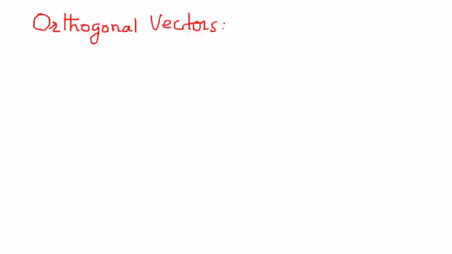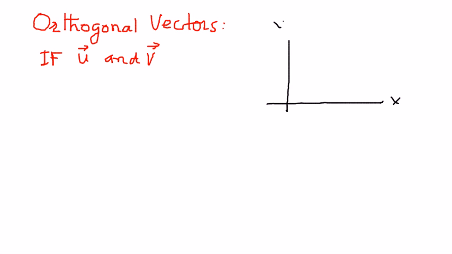Let me explain this. If we have two vectors, if u is a vector and v is another vector, and we represent that in a graphical manner in this way, if this is x and this is y, and there is a vector on the x-axis like that, and a vector on the y-axis like that, we'll call this one vector u, and this one vector v. The measure between these two vectors is 90 degrees.